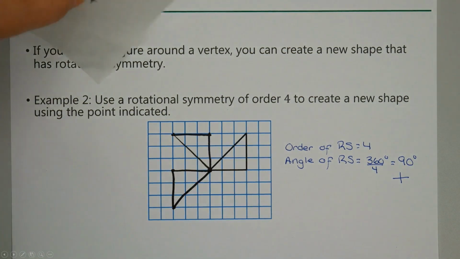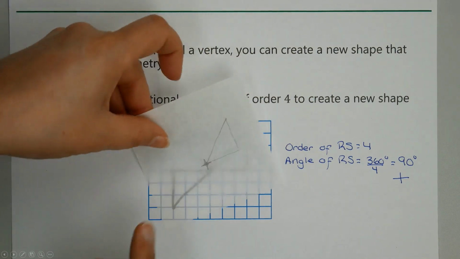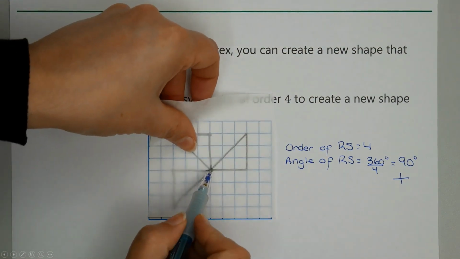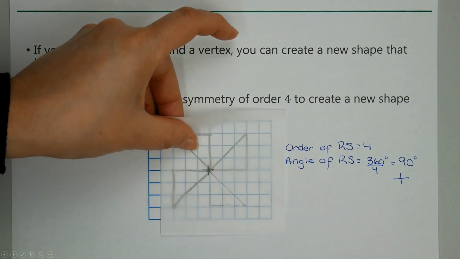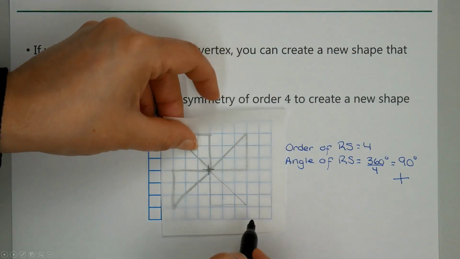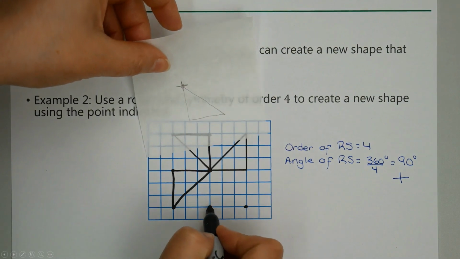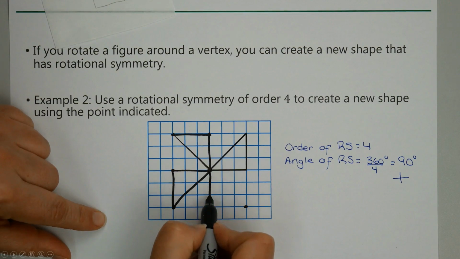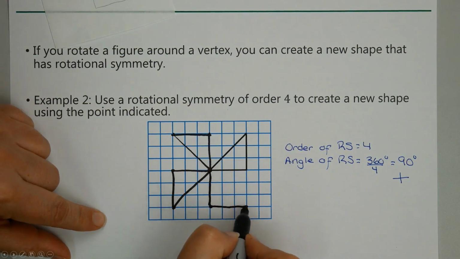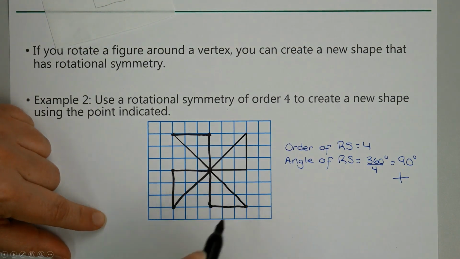And now I can go 270 degrees counterclockwise, or I can just go 90 clockwise. Like this. So that corresponds to these 2 points here. So now this shape is going to have rotational symmetry of order 4.